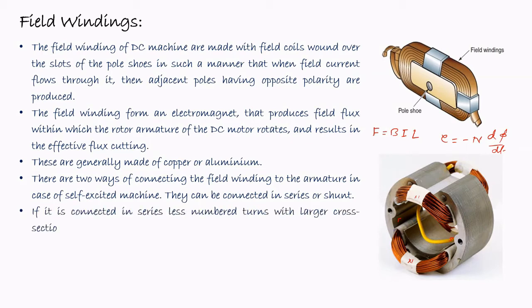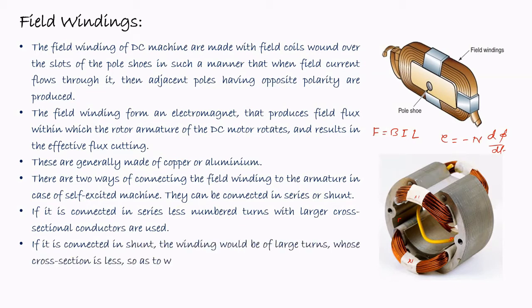Now, if it is connected in series, then fewer turns with larger cross-section area conductors are used. And if it is connected in shunt, the winding would be of many turns whose cross-section area should be less, so as to withstand the whole supply voltage. It will be discussed later in detail.